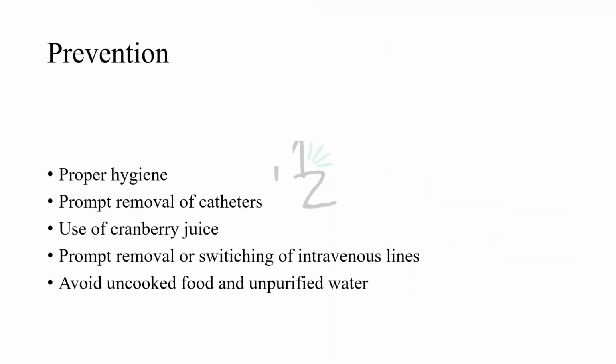Prevention. Proper hygiene because it is caused by contamination of food or water with human feces. Prompt removal of catheters. Use of cranberry juice, I've explained that. Prompt removal or switching of intravenous lines if they're causing the infection. Avoid eating uncooked food and unpurified water.